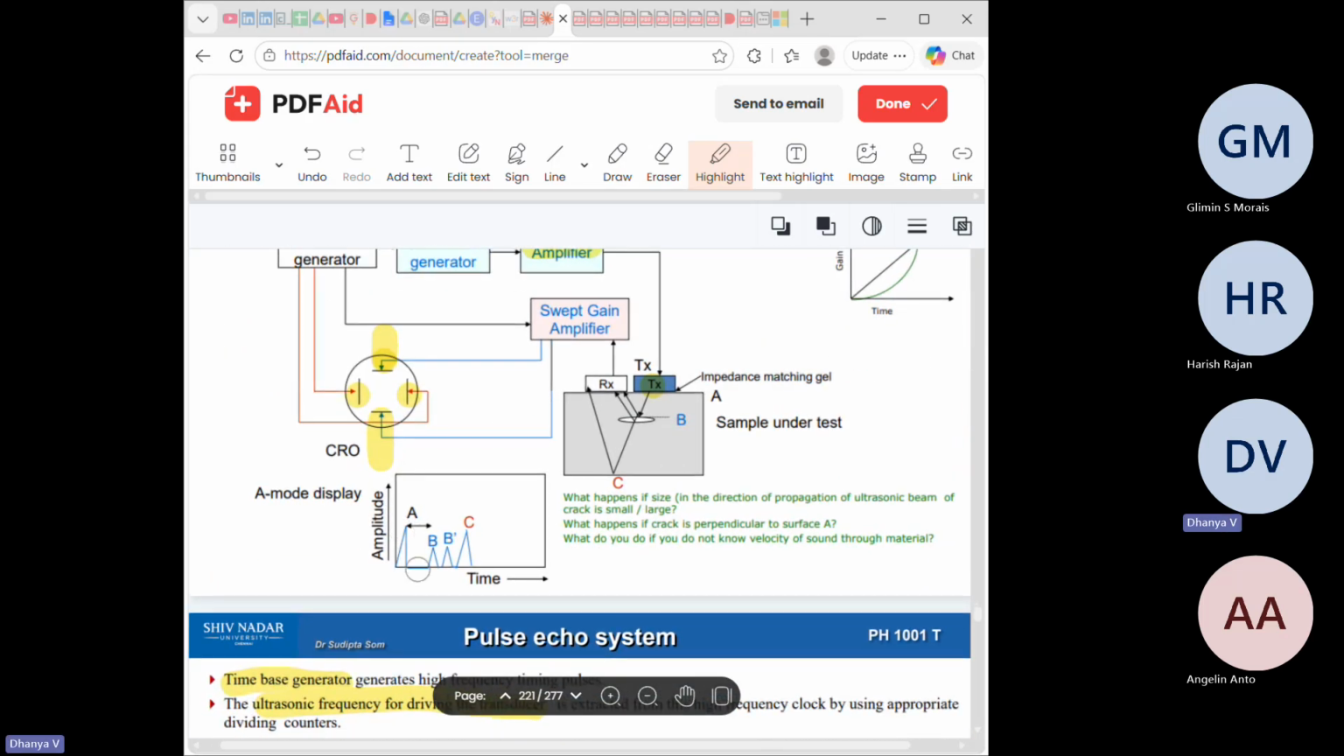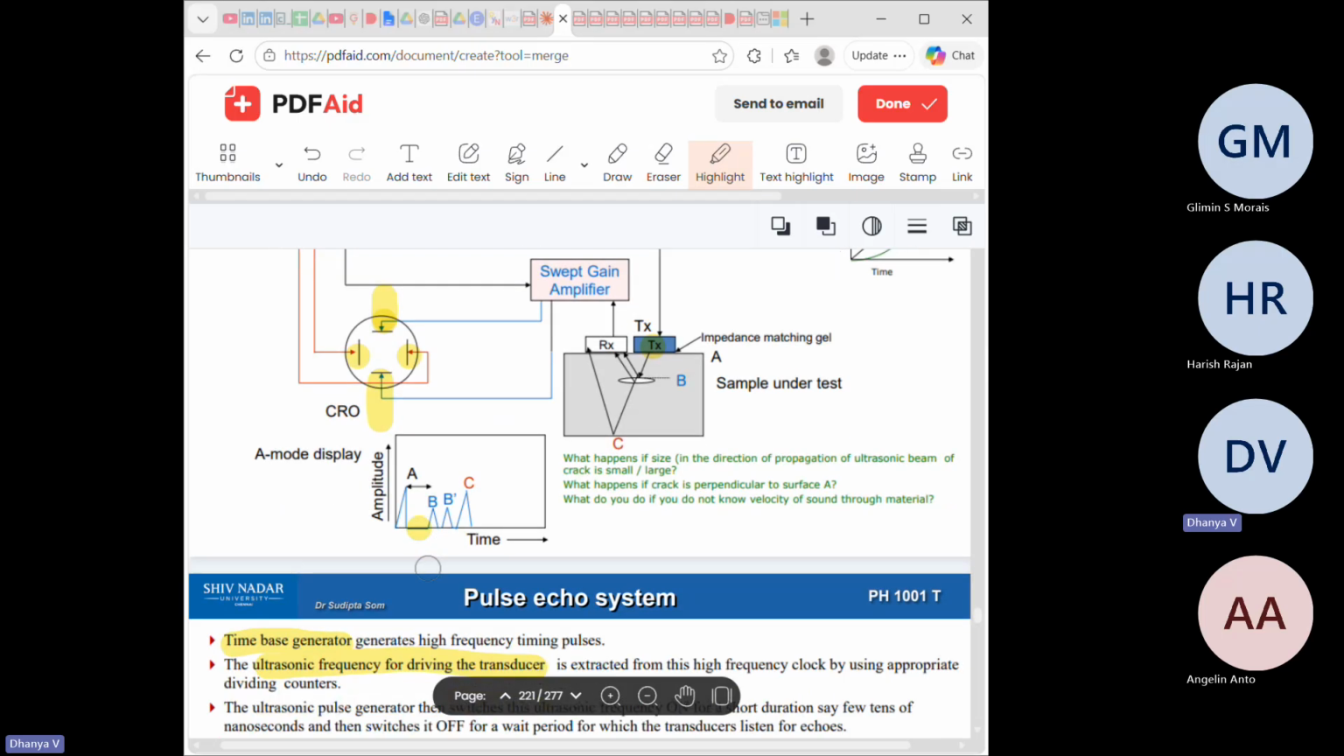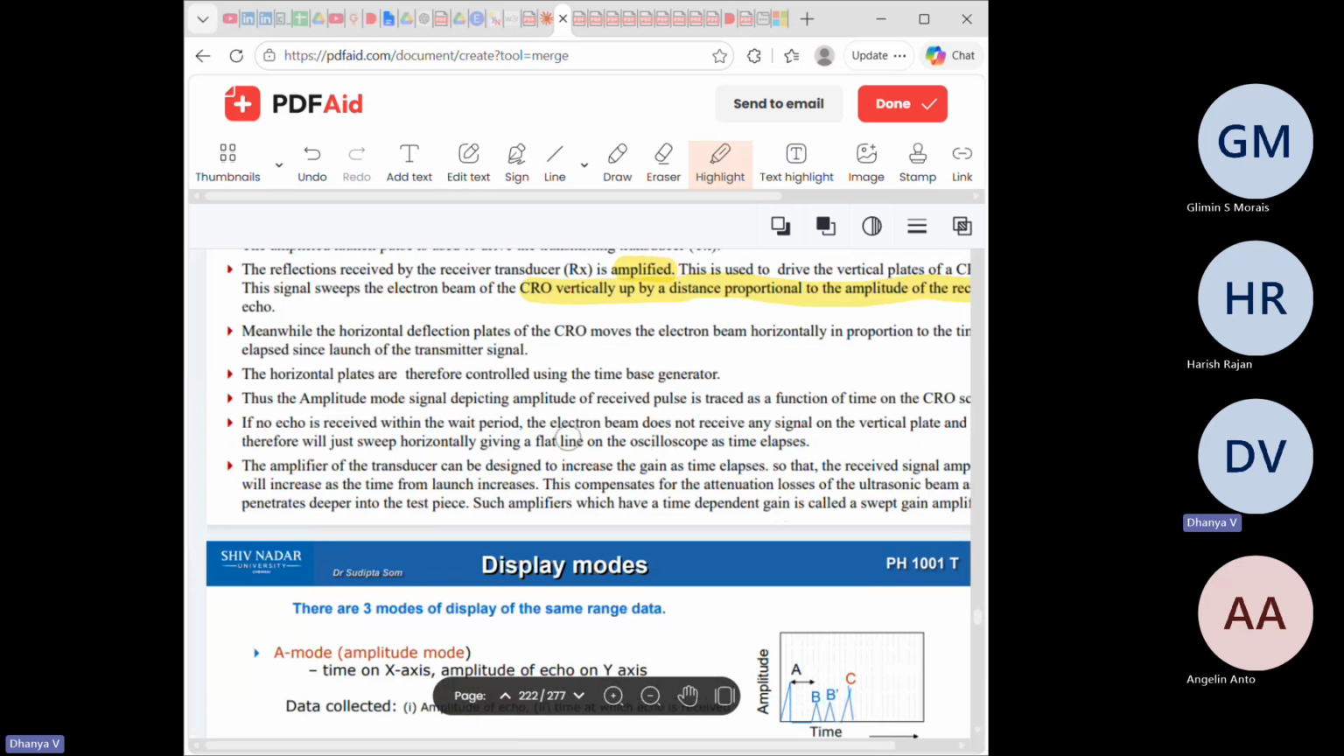So if you see in the diagram here, in this part there's no amplitude at all. So your vertical plates don't move up and down. Only your horizontal plates move, because you increase in time. With increase in time, you need to show that time has gone. So you have your horizontal line. So this flat line is there then. Okay, a flat line on the oscilloscope.